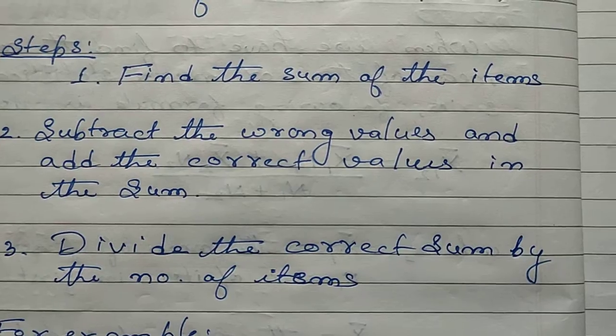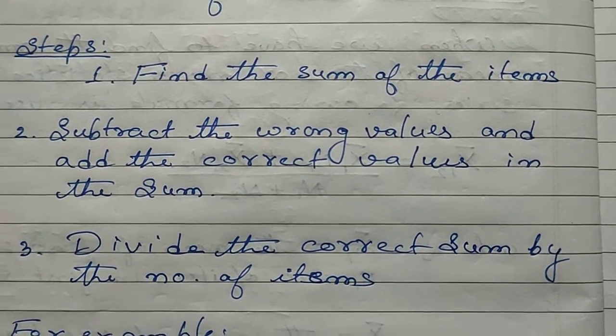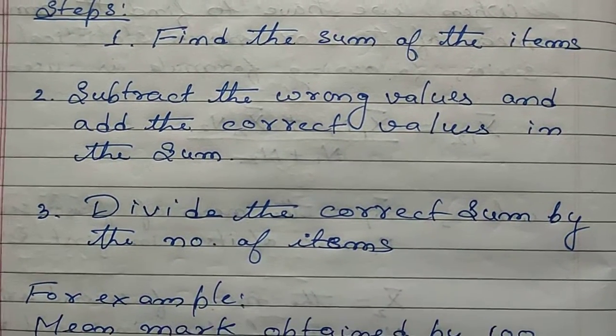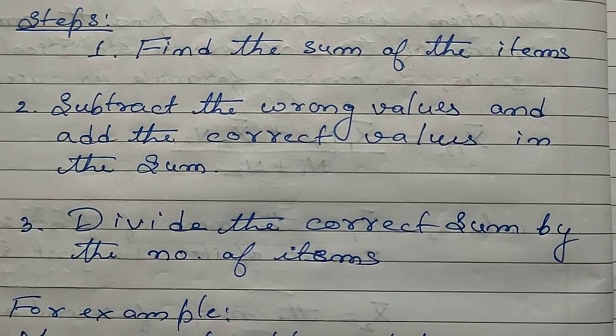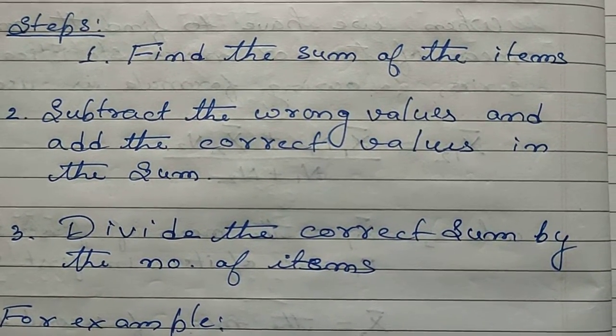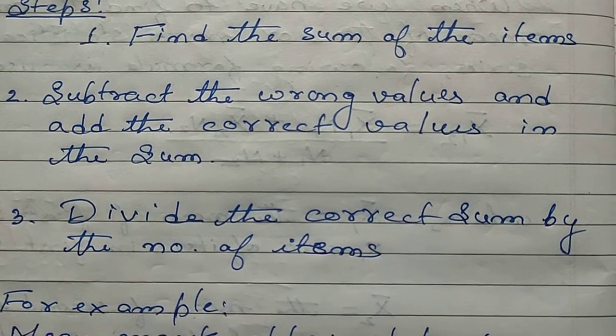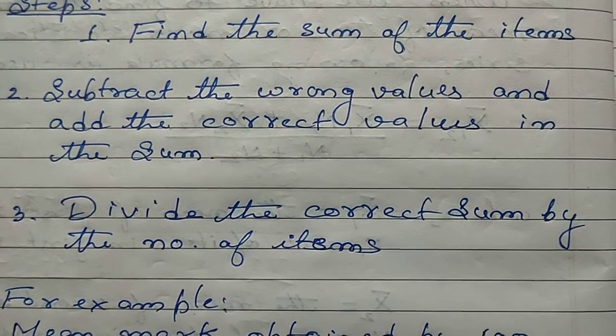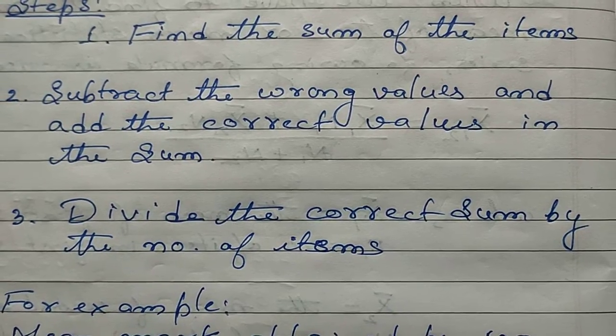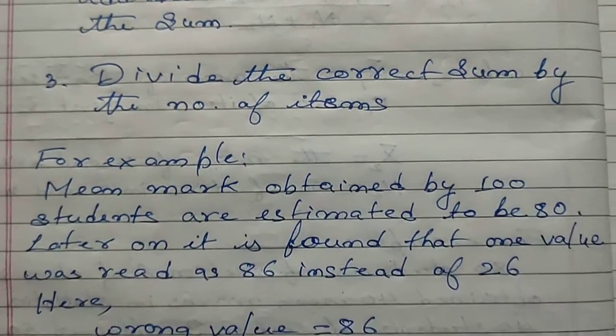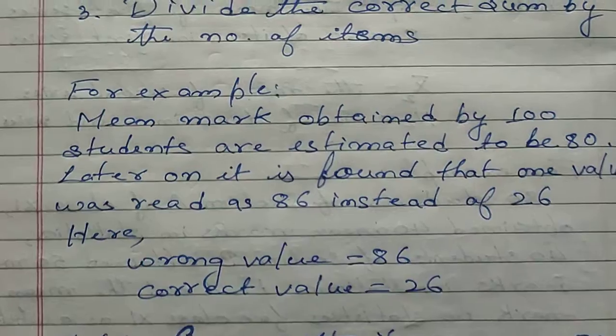The first step is to find the sum of the items. Then from that sum you have to subtract the wrong values and add the correct values. And after getting the corrected sum, you have to divide the corrected sum by the number of items. Now let us understand it with the help of one example.